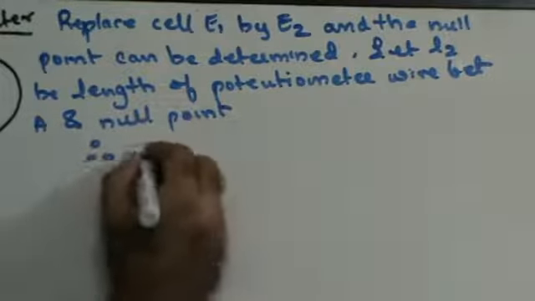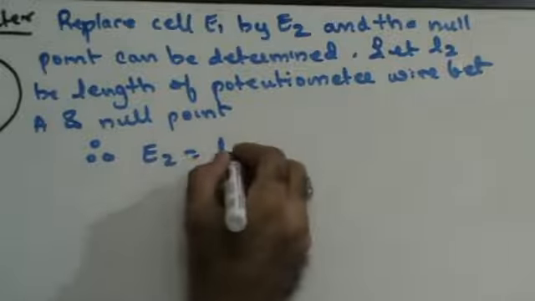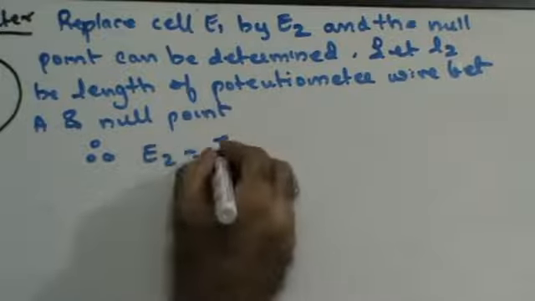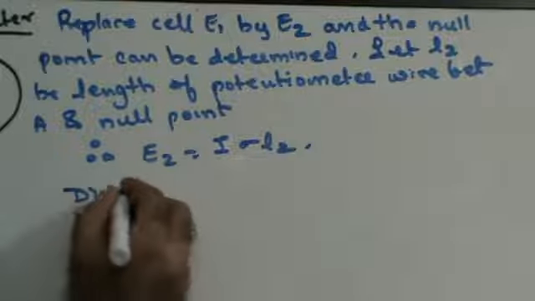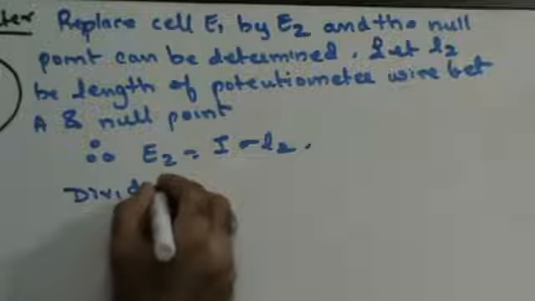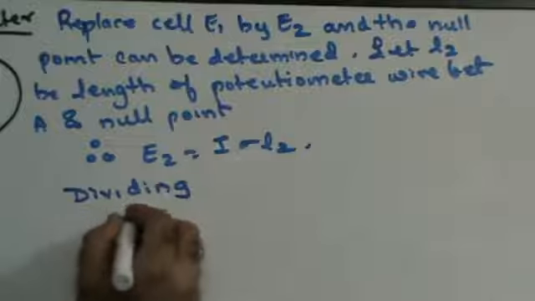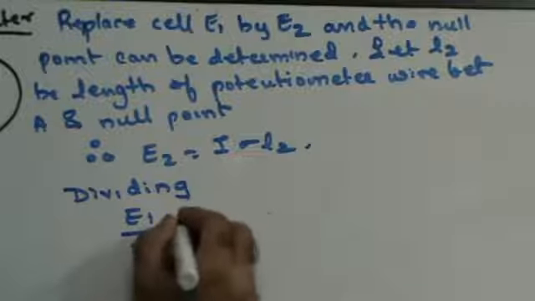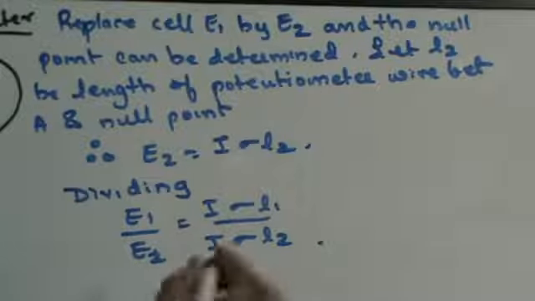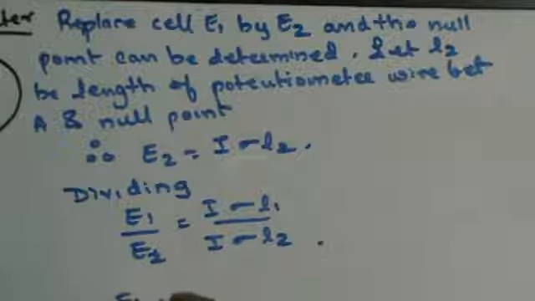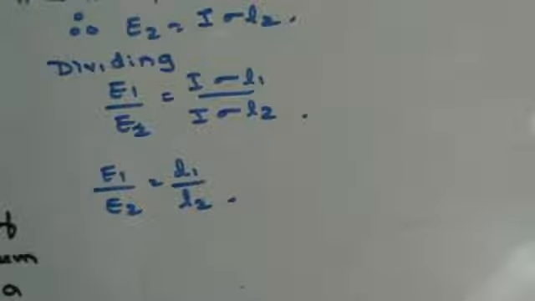Therefore, I can say that E2 is nothing but I sigma L2, right? Now divide the two equations. If I divide the two equations, I'll get E1 upon E2 is nothing but I sigma L1 upon I sigma L2. So therefore I'll get E1 upon E2 is L1 upon L2. That's how I can compare the EMF of the two cells by using the two cells separately.